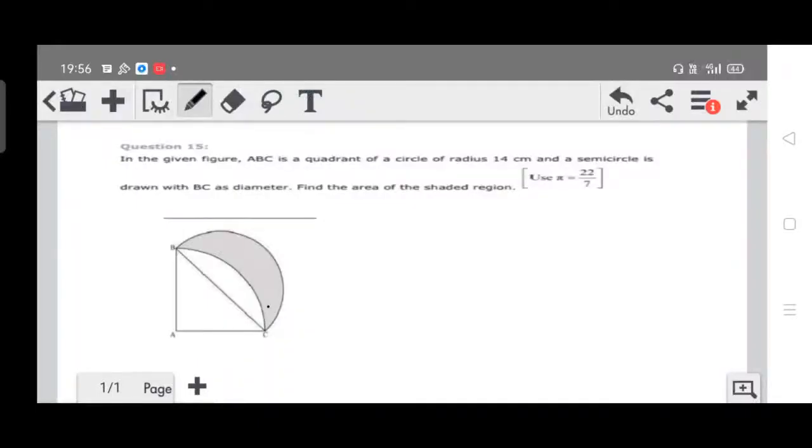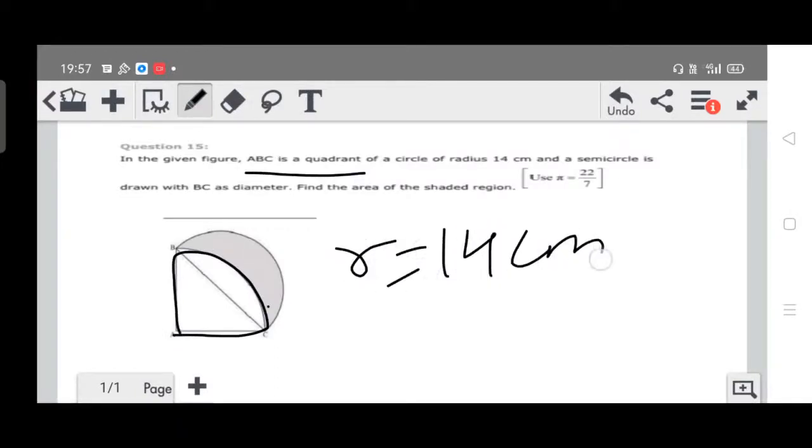Fifteenth question: in the given figure, ABC is a quadrant with radius 14 centimeter and a semicircle is drawn with BC as a diameter. Here BC is the diameter and the semicircle has been drawn. Find the area of the shaded region. Here we need to find out the area of this region.